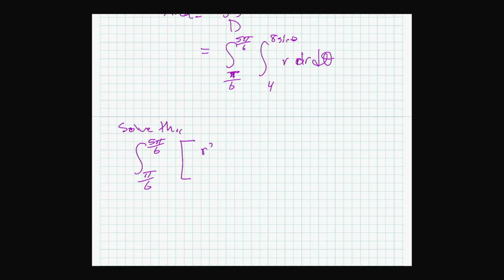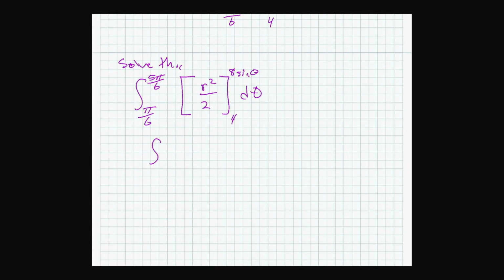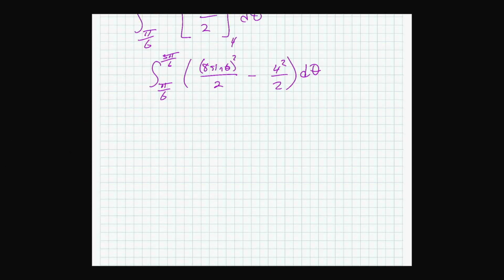Antiderivative of r dr is r squared over 2. Then d theta outside. That goes from 4 to 8 sine theta. So that's going to be 8 sine theta squared over 2 minus, putting in the 4 squared over 2. Not 0 this time.